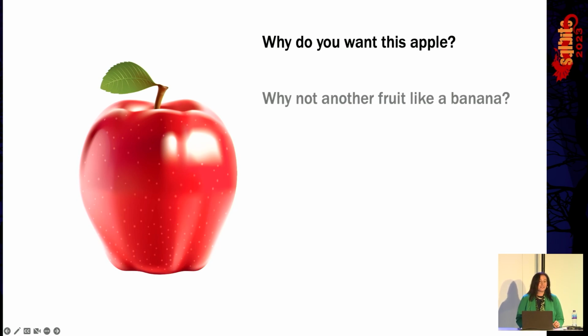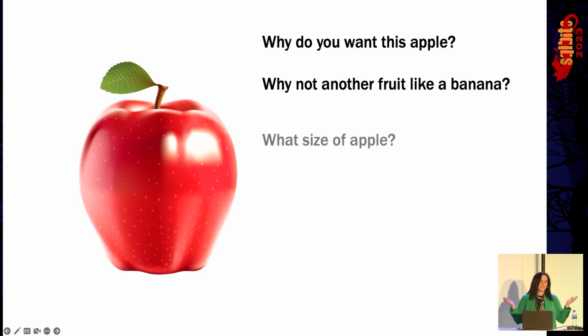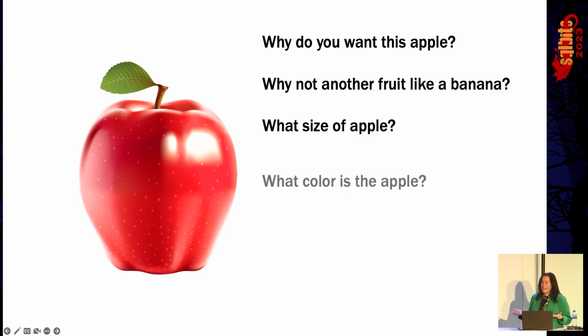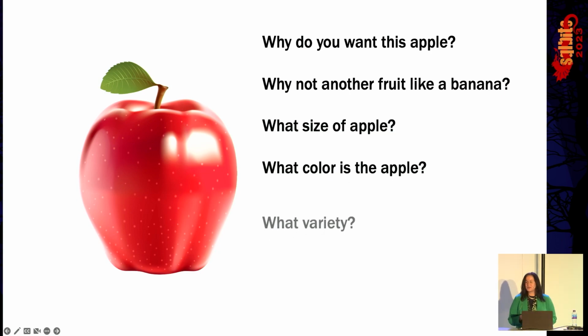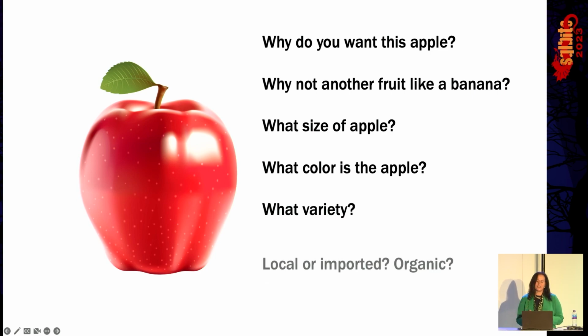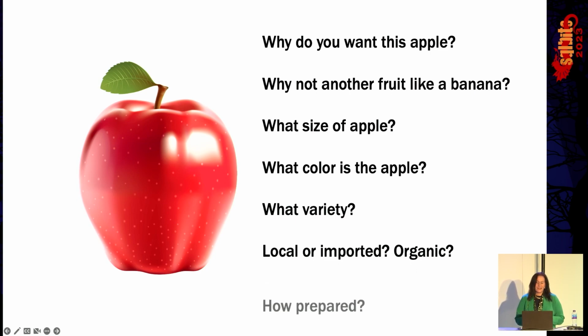So let's take this theoretical of Waterfall and Agile and put it into practical. As an example, let's suppose that somebody wants an apple. That's the requirement. An apple. Okay. So now we need to clarify the requirements. We need to do our elicitation. And we're going to ask questions like, why do you want this apple? Why don't you want something else, like a banana?